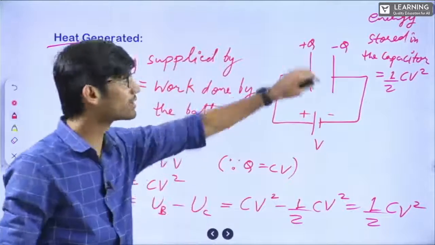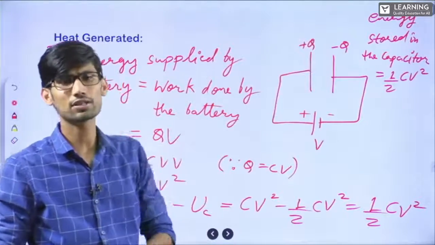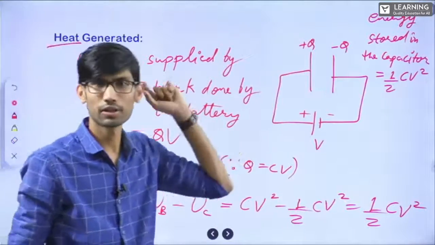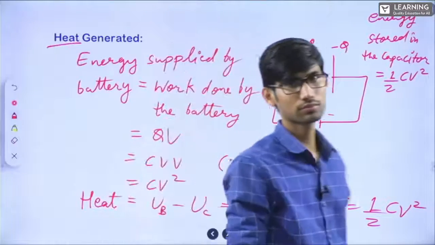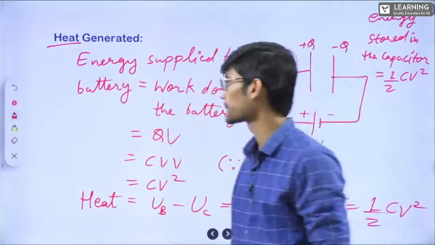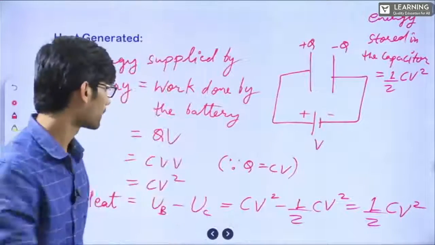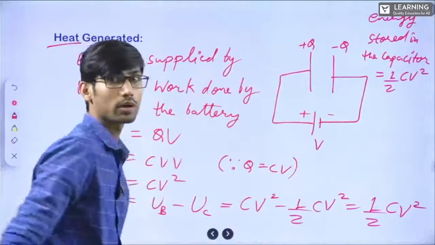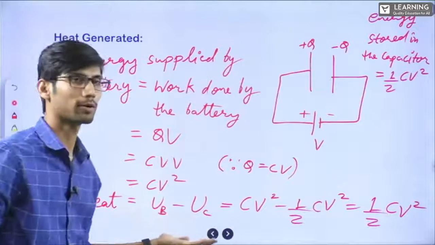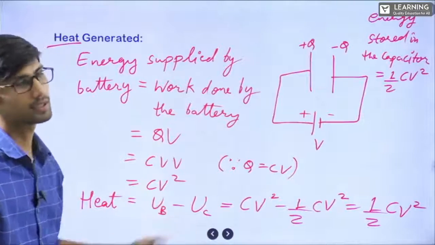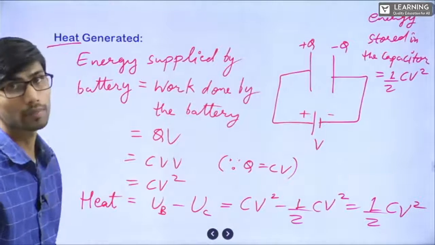Okay. So however much energy the capacitor is having, the same amount of heat the circuit is also taking. The same amount of heat is there in the circuit. Clear? Note it down. Heat is equal to half CV square. This formula is important: energy supplied by battery minus energy stored in the capacitor.